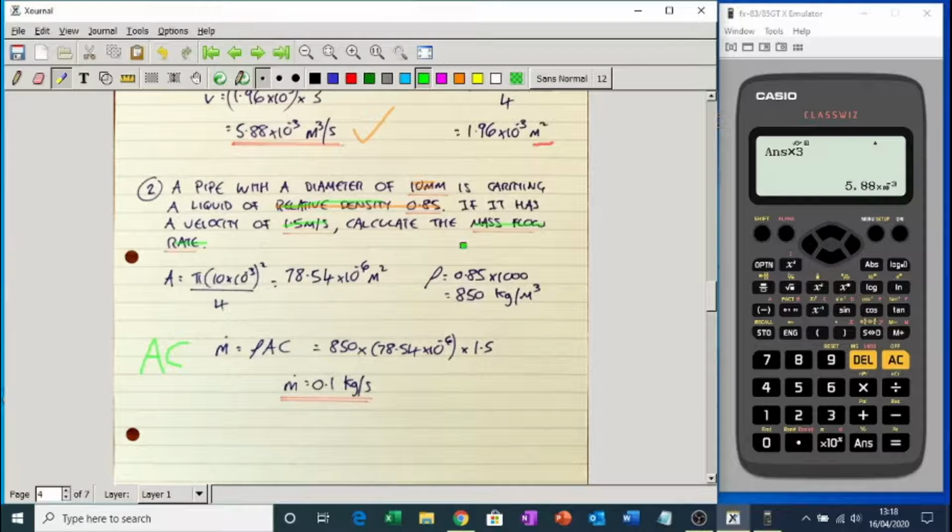So we know the diameter is 10. We'll do 10 to get it into meters, or don't forget, 10 divided by 1,000, because there are 1,000 millimeters in a meter. So like 10 times 10 to the minus 3, because we're dividing by 1,000. We'll square that and we'll times it by pi, just for a laugh, and we'll divide it by 4. Don't write that answer down. Concentrate, Morg. 10 to the minus 3, times by pi.